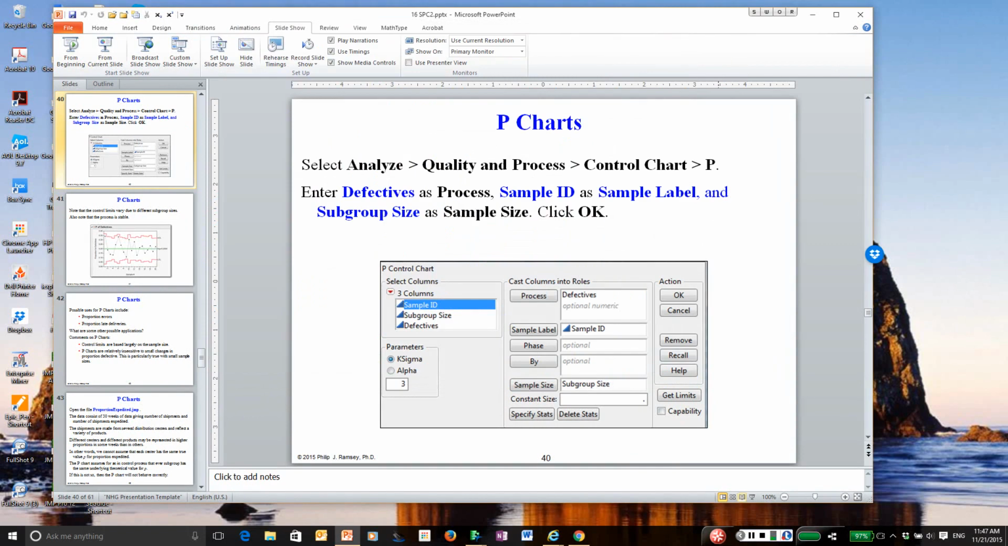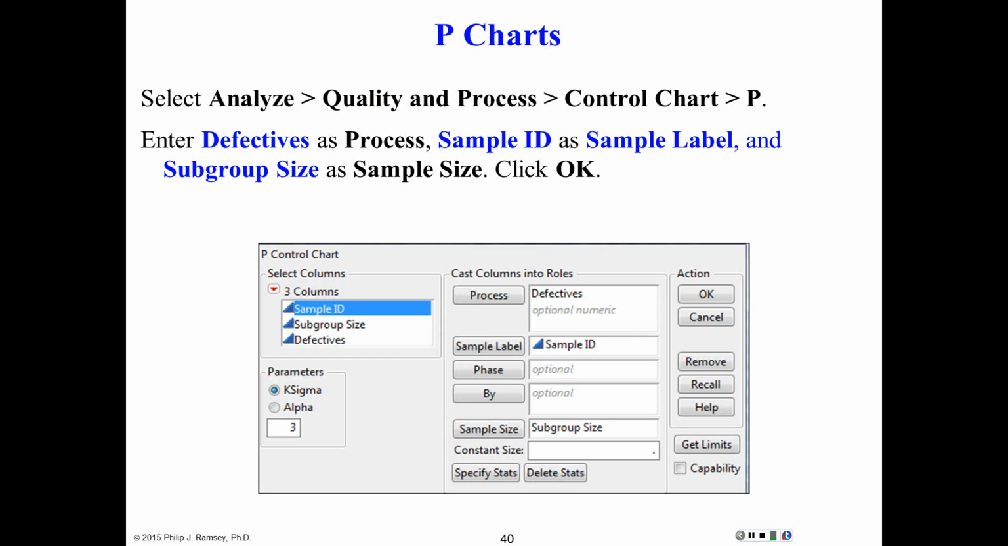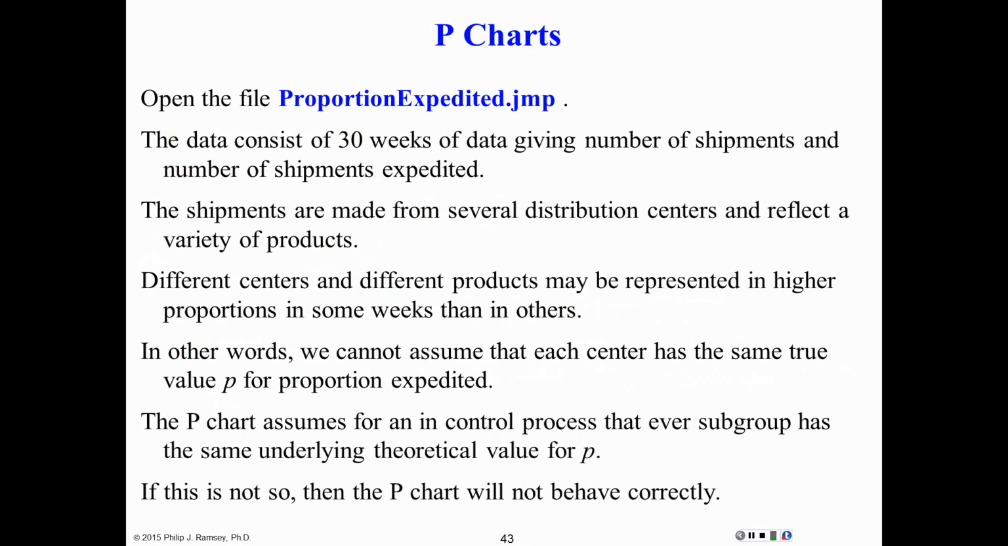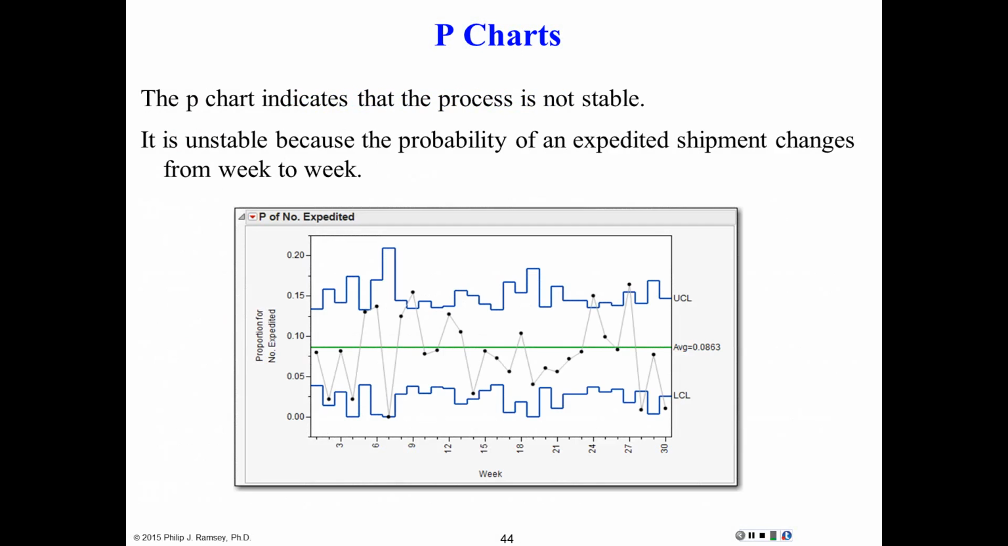Okay, so again, I go back to the notes. And you use P charts in many different ways. Here's an example. This is proportion of expedited shipments, which can cost a company a great deal of money. So these are weekly proportion expedited.